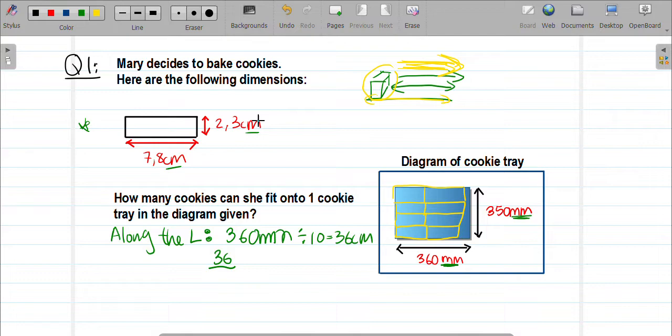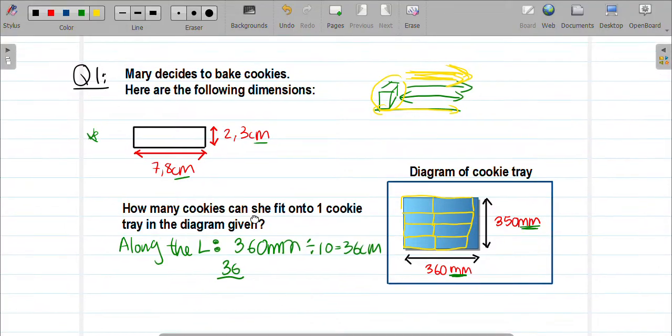Now, in this lesson, I'm going to teach you how to understand and work out how many items, in this case we are dealing with cookies, can fit onto a tray. So a tray goes left to right, but it also goes up and down. So it is like a two-dimensional shape. So let's get into it.